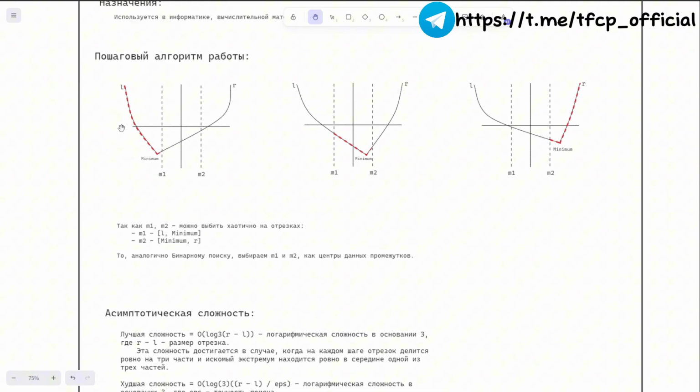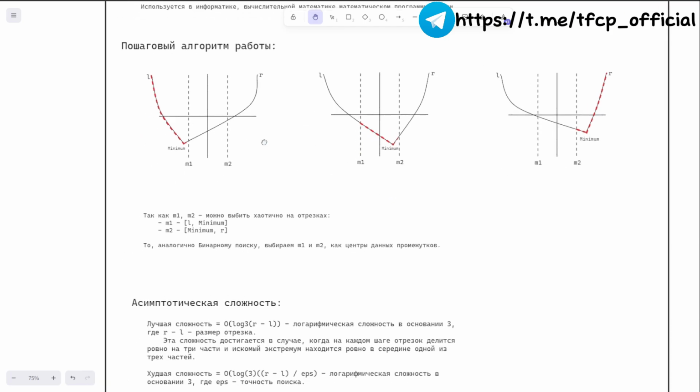Step-by-step algorithm. Here we will consider only one of the steps, as the subsequent steps will be completely analogous. In the first case, we choose some points m1 and m2, which are, roughly speaking, at 1/3 and 2/3 of the given segment, within the boundaries L and R, and we are interested, for example, if the extremum lies between L and m1. In the second case, the extremum lies between m1 and m2, and in the third case, between m2 and R. Accordingly, after determining where the extremum lies, we will work with these segments.